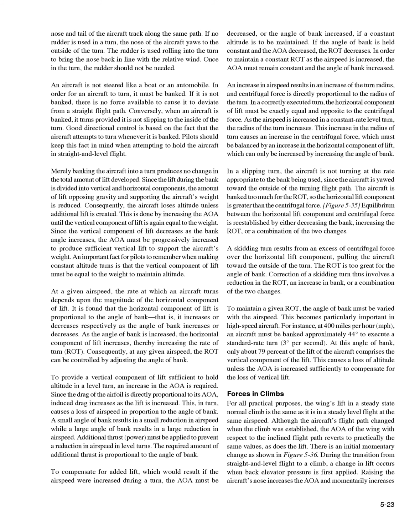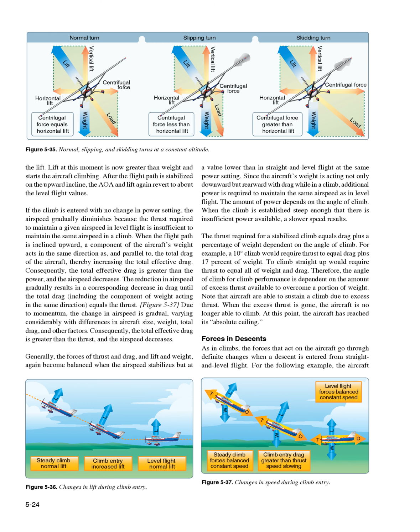During the transition from straight-and-level flight to a climb, a change in lift occurs when back elevator pressure is first applied. Raising the aircraft's nose increases the OA and momentarily increases the lift. Lift at this moment is now greater than weight and starts the aircraft climbing. After the flight path is stabilized on the upward incline, the OA and lift again revert to about the level flight values. If the climb is entered with no change in power setting, the airspeed gradually diminishes because the thrust required to maintain a given airspeed in level flight is insufficient to maintain the same airspeed in a climb.